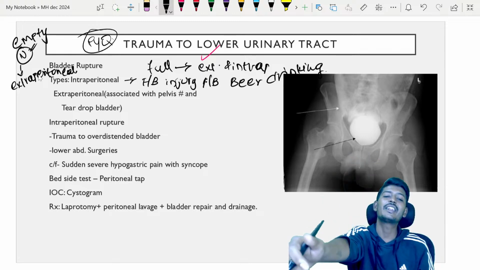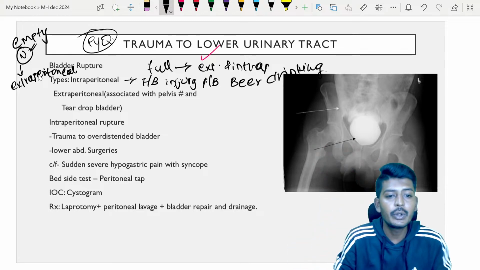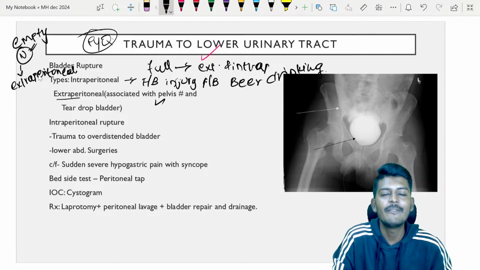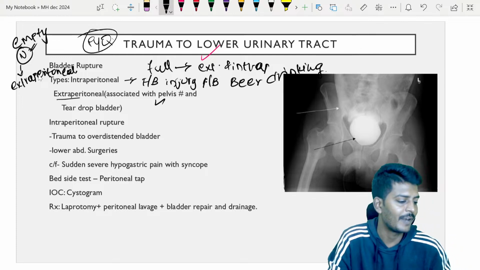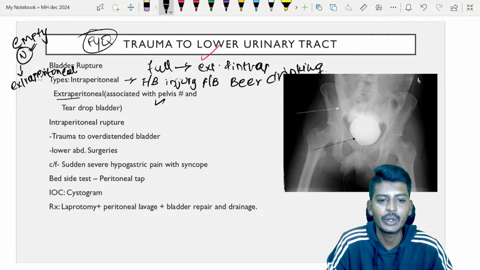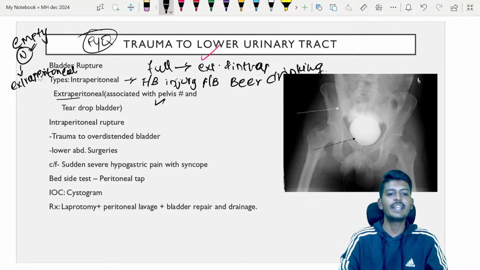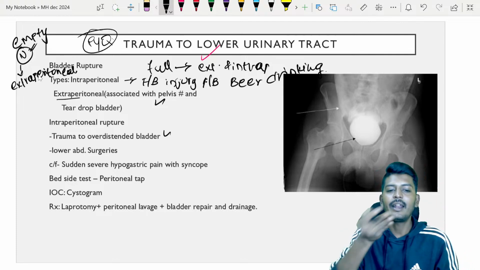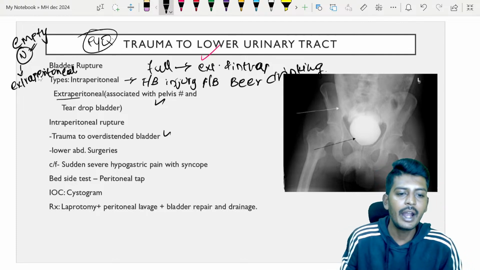So now, extraperitoneal rupture is usually associated with pelvic fracture. Okay, a pelvic bone fracture or hip bone fracture. During that time you are going to get an extraperitoneal rupture. Now, if there is an intraperitoneal rupture, when will it happen? Trauma to the over-distended bladder, that is only after drinking, and also lower abdominal surgery is possible.